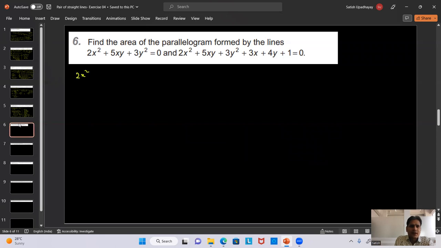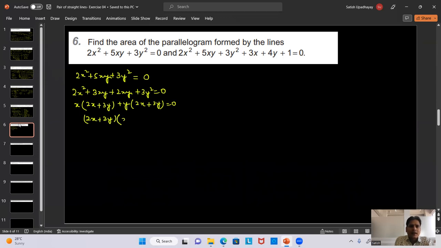So this is 2x squared plus 5xy plus 3y squared equal to 0. So 2 into 3, 6. We can split the middle term as 2x squared plus 3xy plus 2xy plus 3y squared equal to 0. Taking x common, we have 2x plus 3y, and taking y common, we have 2x plus 3y equal to 0. So 2x plus 3y, and x plus y equal to 0. So these are two equations of lines. This one is our L1, this one is our L2, and on solving the other equation, we will have the next two lines. So let's solve this equation also.